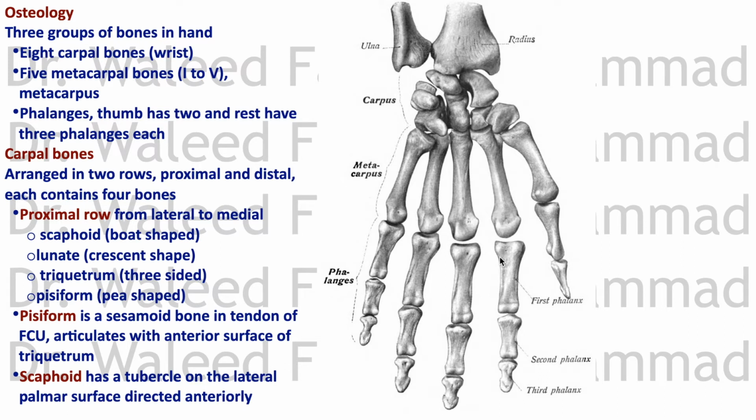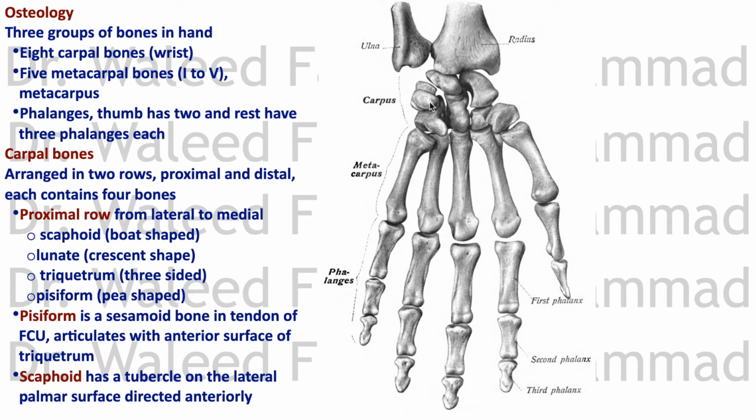The carpal bones are arranged in 2 rows. See, this is a row, this is another row: this is the proximal row, this is the distal row. Each row contains 4 bones. The proximal row from lateral to medial: the scaphoid, or in all books it's navicular, the scaphoid, lunate, triquetral, and pisiform. The scaphoid is boat-shaped, and the lunate is crescentic in shape. Triquetrum is 3-sided, and the pisiform is pea-shaped.